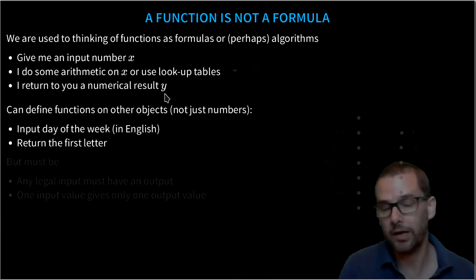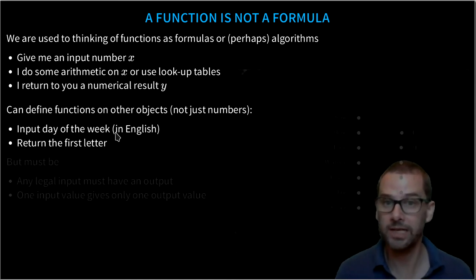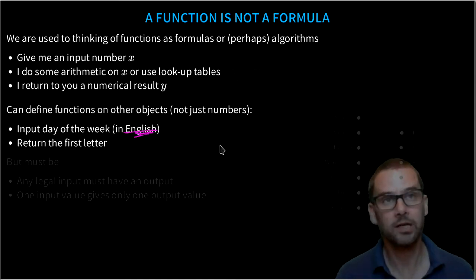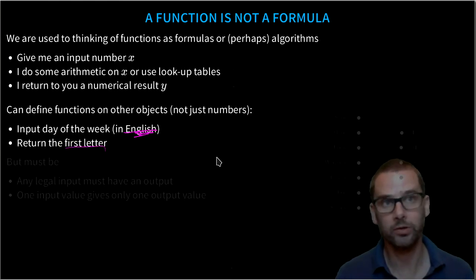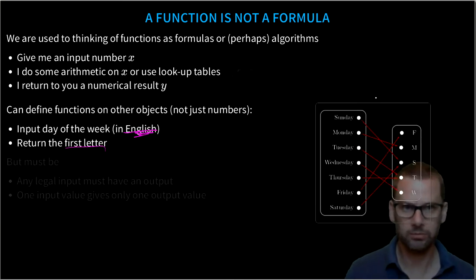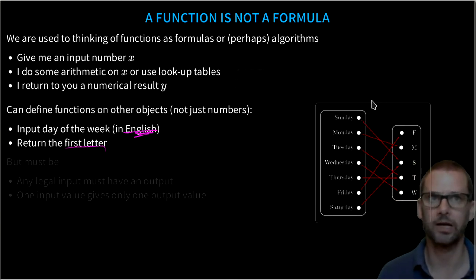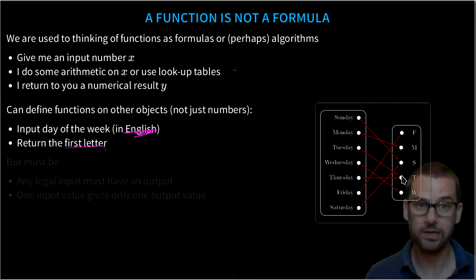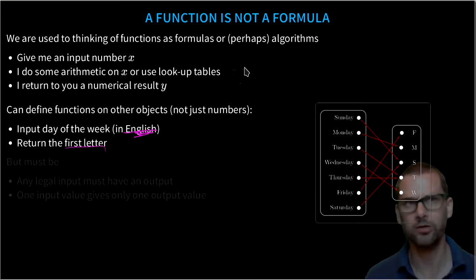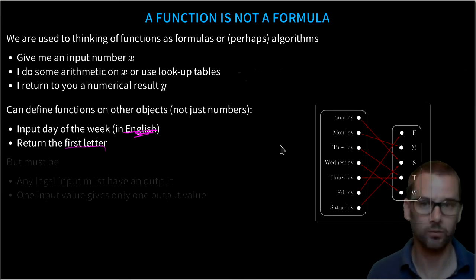So for example, I can define a perfectly good function which takes as its input a day of the week written in English, like Sunday, Monday, Tuesday, and returns the first letter of that word, again written in English. So for example, I can draw its nice little diagram here if I move my head out of the way slightly. If I give as an input the word Sunday, then I return the letter S. Monday, I return letter M. Tuesday, T, Wednesday, W, and so forth. So I take as an input one of the days of the week and I return to you a letter as the output. So nothing numerical here, it's really just playing on letters and words.